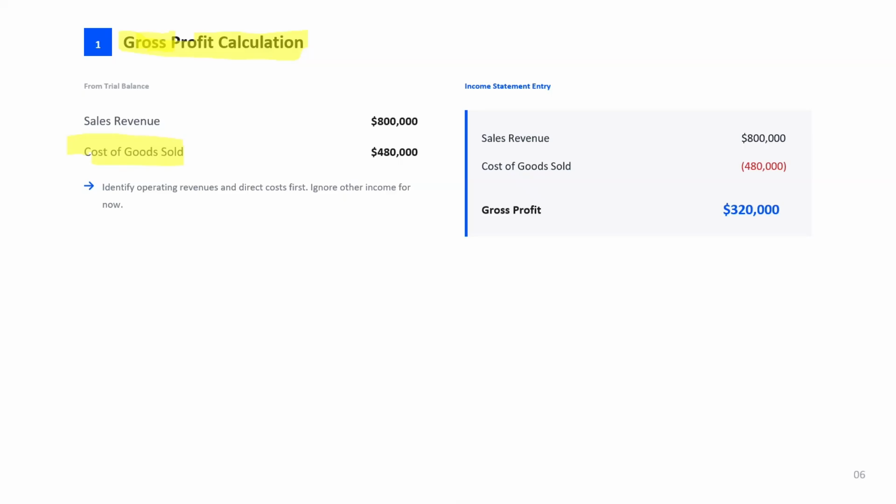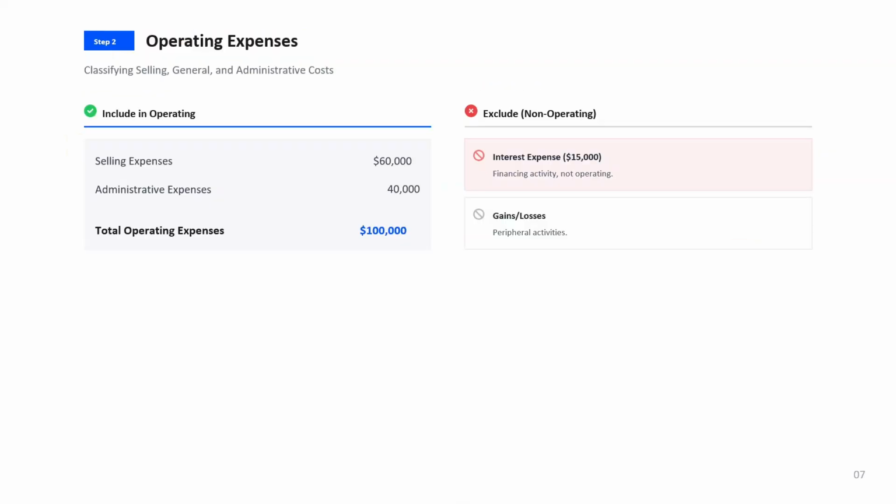And remember, we are only looking at the operating revenues and the direct costs right now. As you can see, we are ignoring things like interest or dividend income for now. We're going to deal with them later. Now we have the information about the gross profit. Now let's move to the next layer of costs. Now we calculated the gross profit. Now let's take a look at the operating expenses.